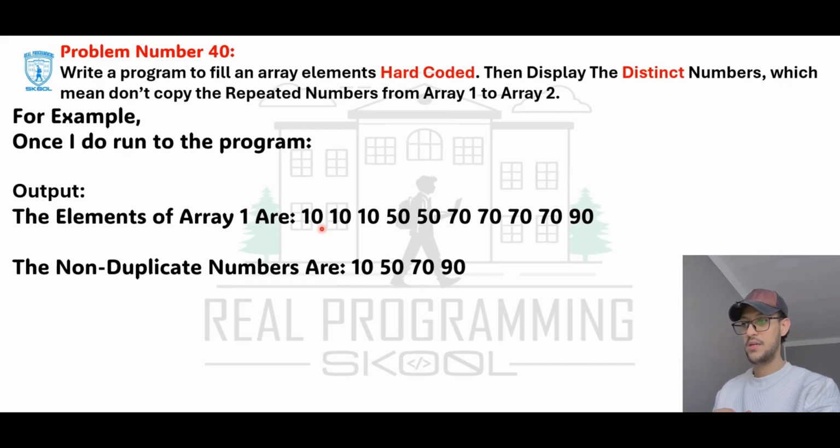We take 10. It's repeated here 3 times, and we will not take it again. We just take it 1 time. 50 also appears 2 times in the array, and we take it just 1 time. And 70 repeats 3 times, and we just take it 1 time, and 90 one time we copy it. Okay, now let's go to Visual Studio to see how we're going to convert this requirement into code.